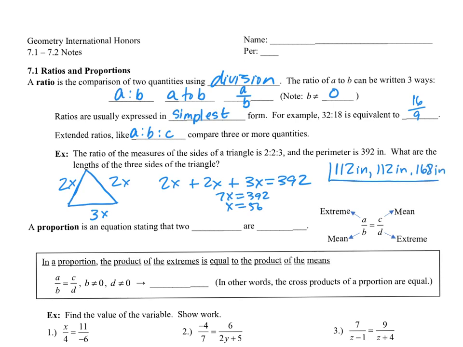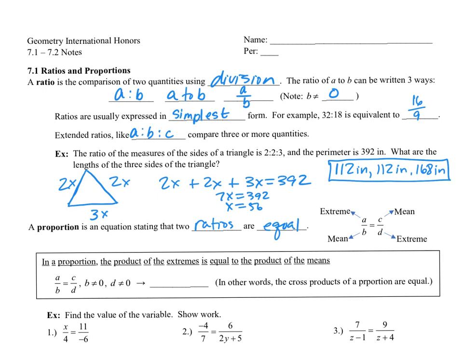Okay, so you'll see some problems like that in your homework. So just remember that this example is here. All right, so we've talked about a ratio. A ratio compares 2 quantities. Now, a proportion is an equation that states that 2 ratios are equal.